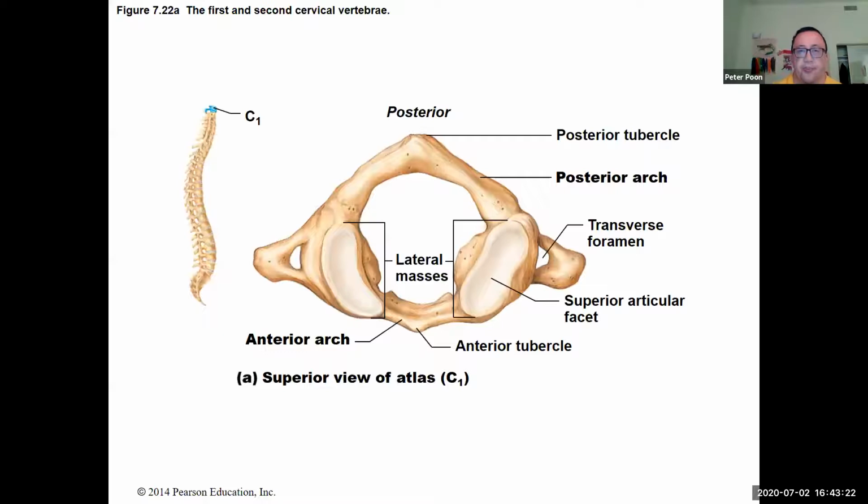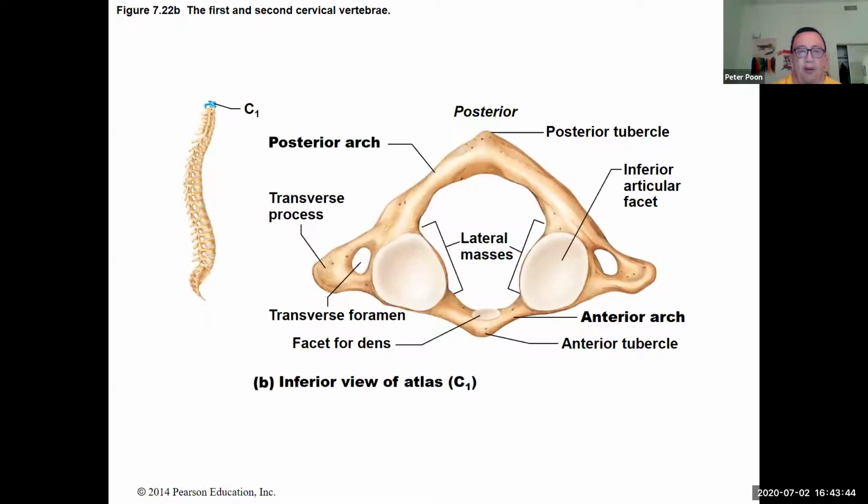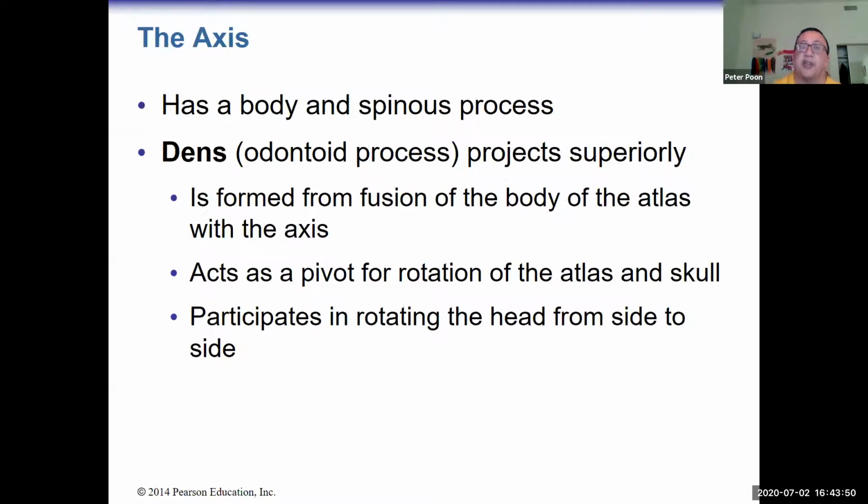So this is C1. Notice there's no body here, just a big hole where the body is. But there's still the transverse foramen. There's also no spinous process. There's a backwards and upside down version of it. Now let's look at C2.